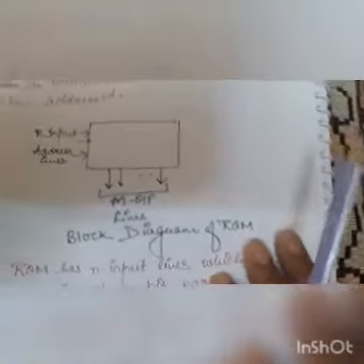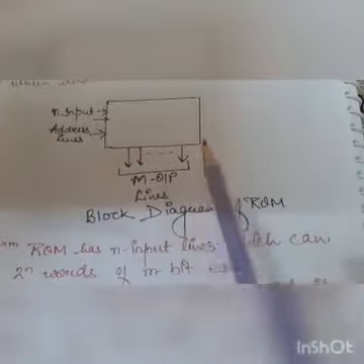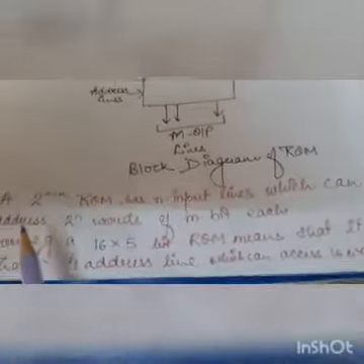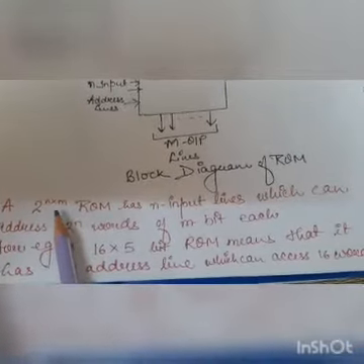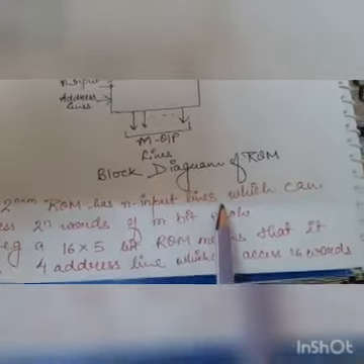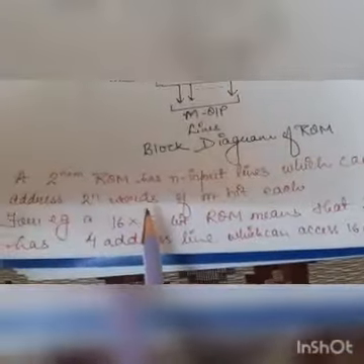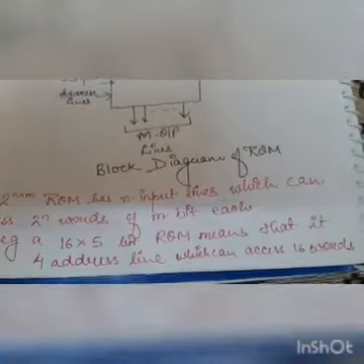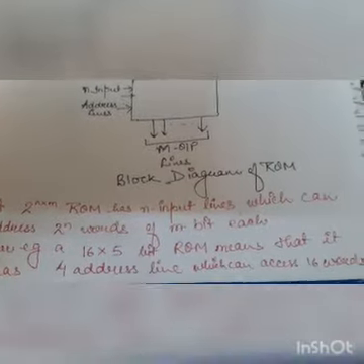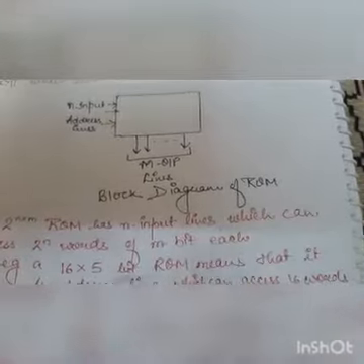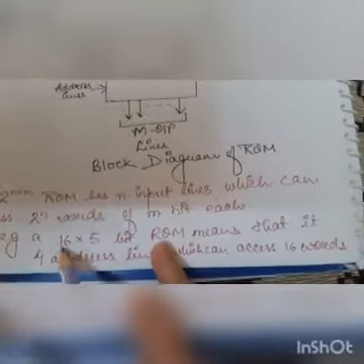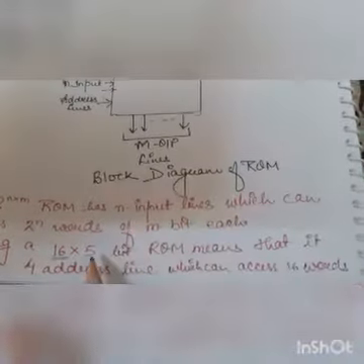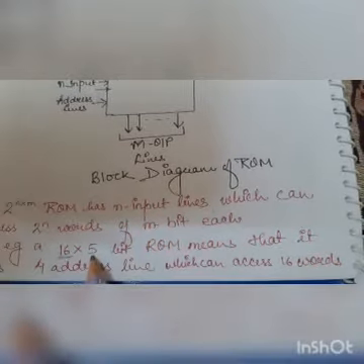So this is the basic block diagram of ROM. There is an input address line and m output lines. A 2^n x m ROM has n input lines which can address 2^n words of m bits each. For example, if we take a 16 x 5 bit ROM, there will be 4 address lines which access the 16 words, and each word is of 5 bits.